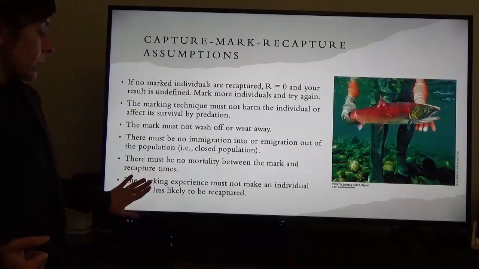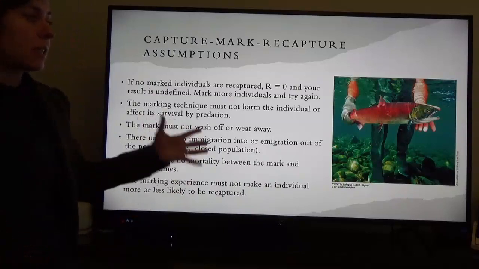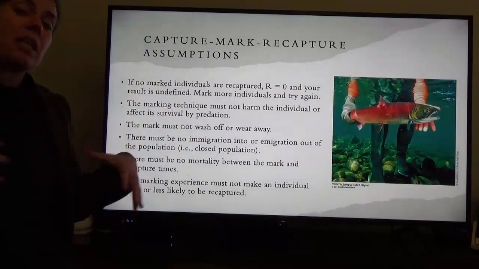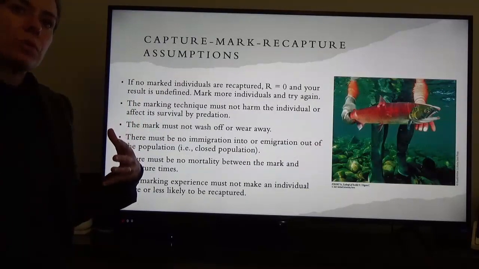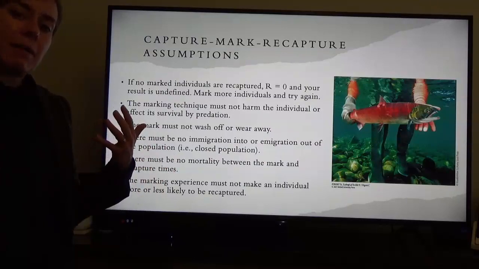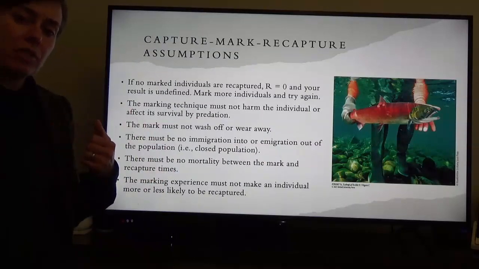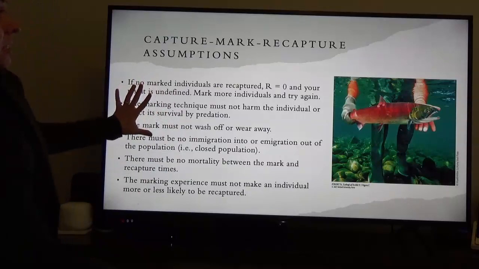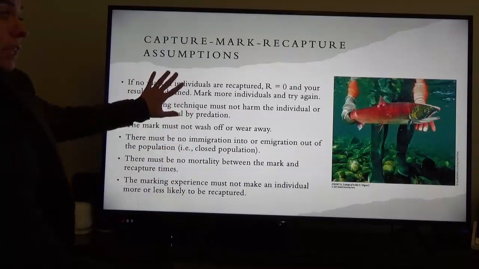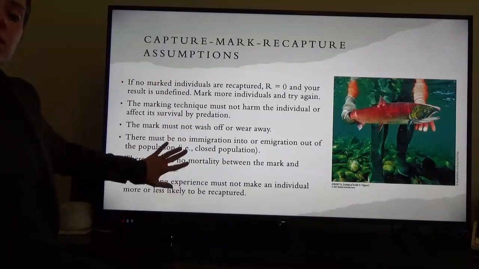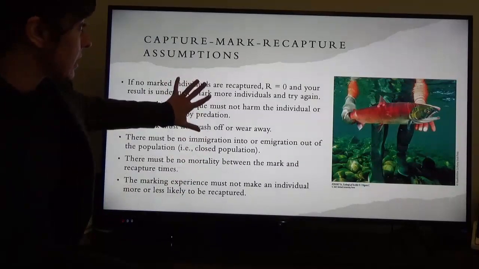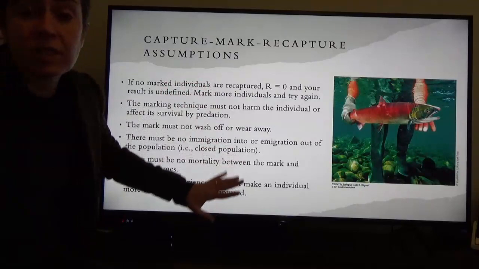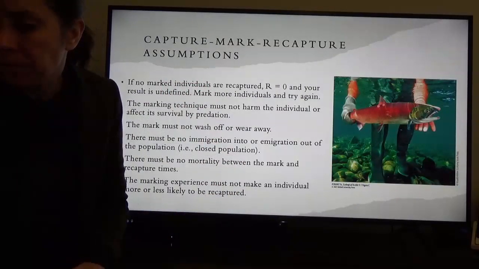And so there's an assumption that in this capture, mark, recapture method, each time you have an equal chance of capturing any individual from the population. Okay, so these are some of the assumptions. If you end up using any of these kinds of methods in your own research, it's really important to be aware of these really important assumptions of this method.